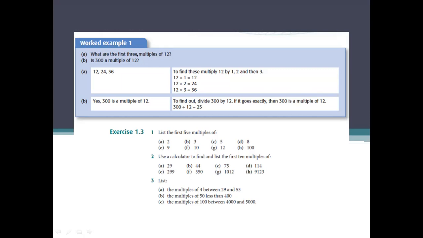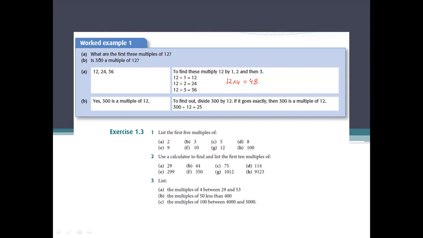If it is written not 3 but the first 5 multiples of 12, it goes until 60. For example, the first 3 multiples of 12 are given, and the fourth multiple of 12 is 12 times 4, which is equal to 48.